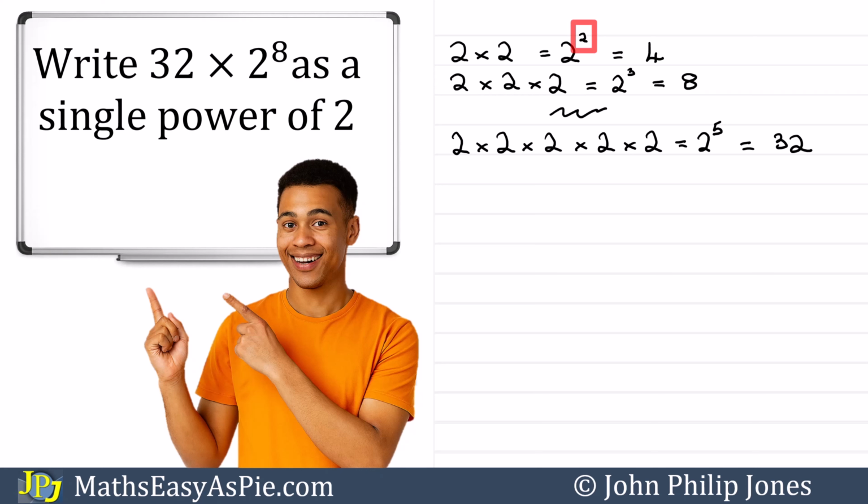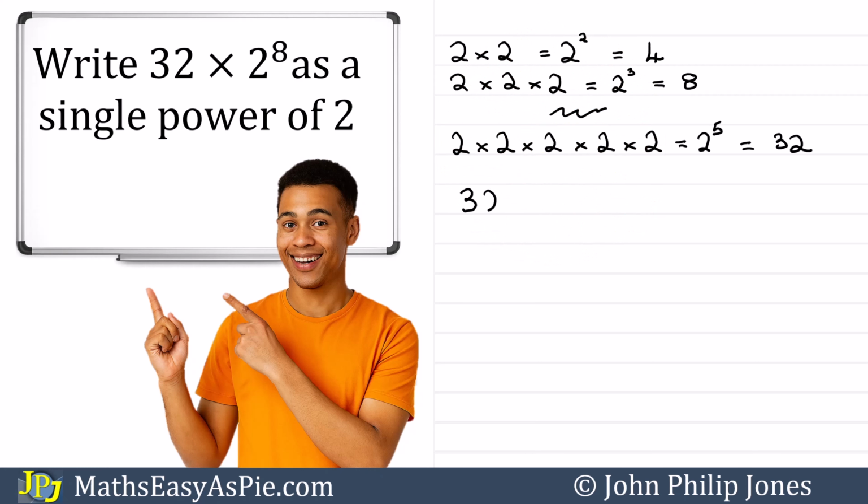Now this power of 2 has come from the fact that here I've got a multiplication that has 2 2's. This is 3 because you can see there are 3 2's here, and this is 5 because here you can see there are 5 2's that form this multiplication.